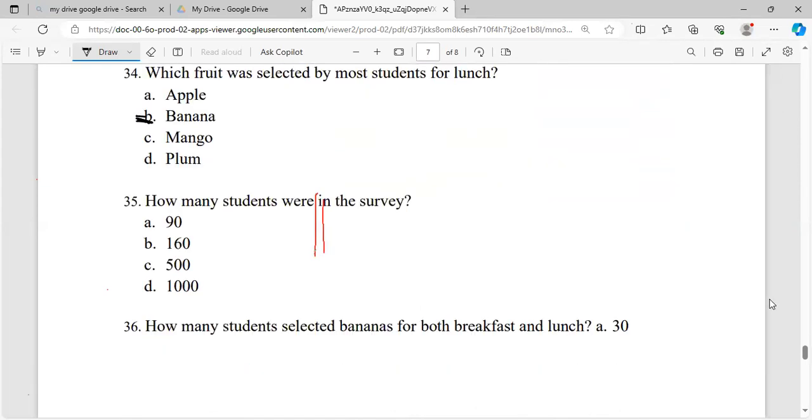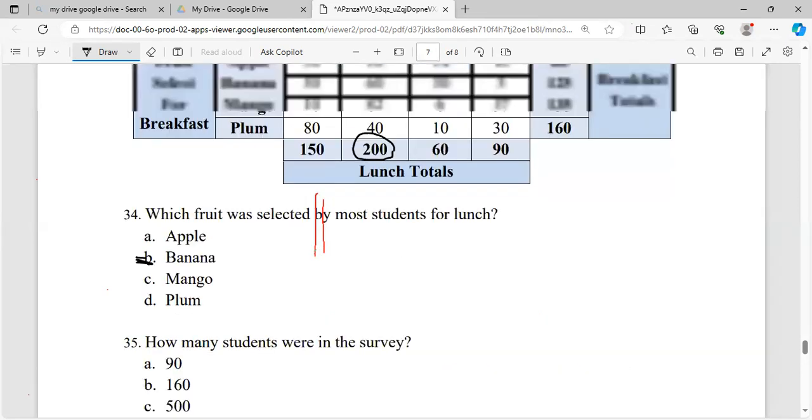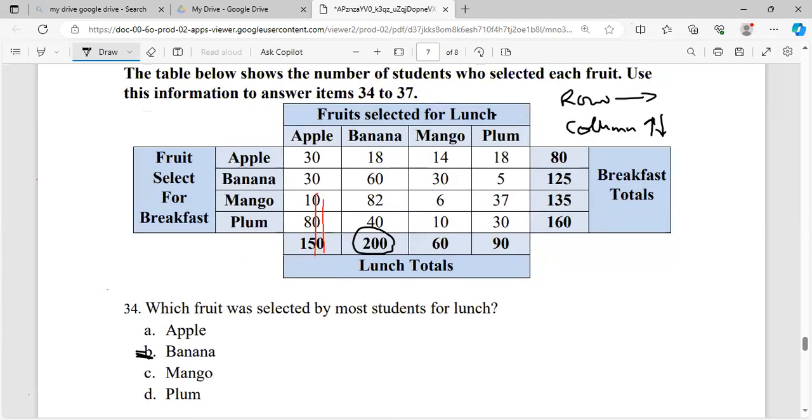It says how many students were in the survey? Let's see. How many? Tell me the total. 500. Yeah, because it's the same persons who get the lunch and the breakfast.